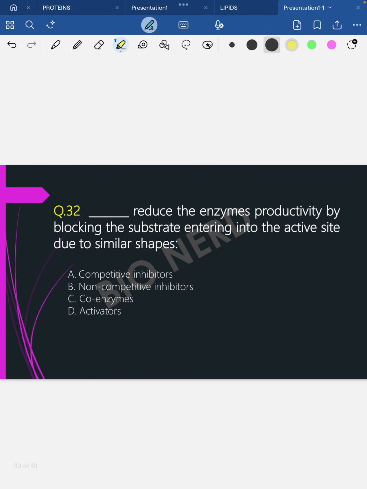32, dash reduces the enzyme productivity by blocking the substrate entering into the active site. So the inhibitor which binds to the active site is known as competitive inhibitor, because substrate and this inhibitor both have to bind with the active site, so both compete with each other. When this inhibitor is competing with the substrate, we call it competitive inhibitors.